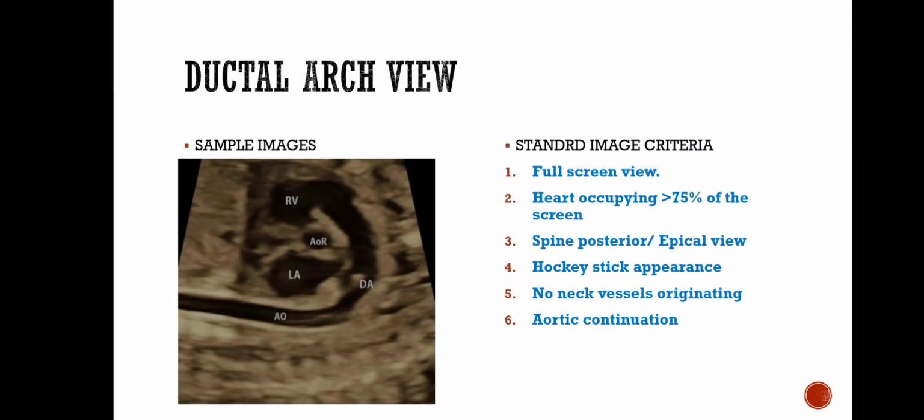Come to the ductal arch. Ductal arch means the right ventricular outflow tract originates from the right ventricle and, via the ductus arteriosus, continues to the aorta. This whole arch is called ductal arch. It has a hockey stick appearance. No neck vessels originate from it. Understanding this distinction is fundamental when evaluating the great vessels.